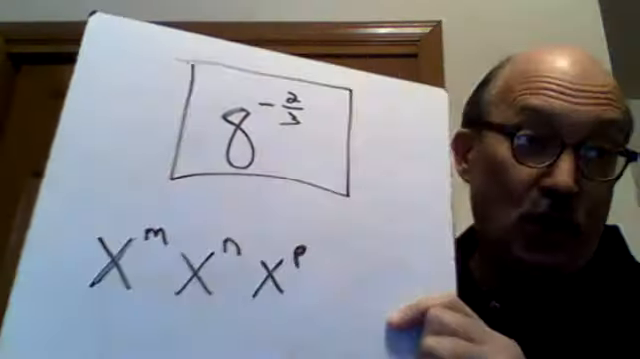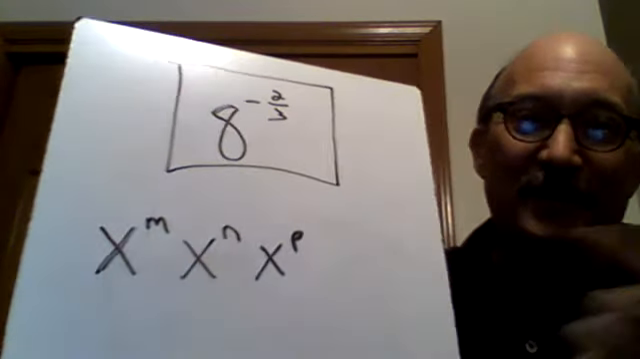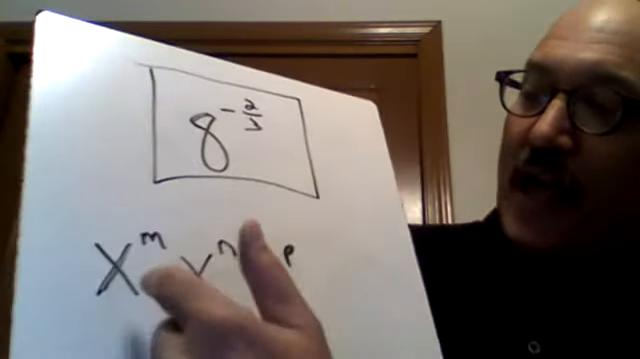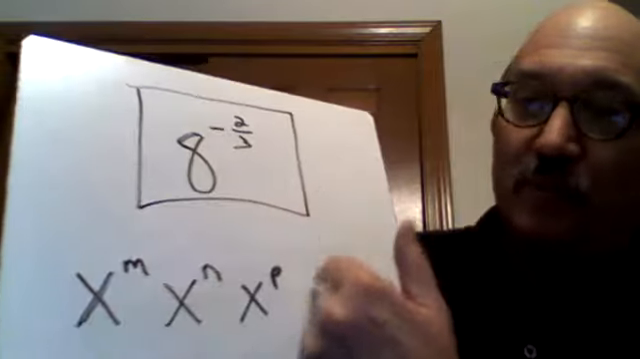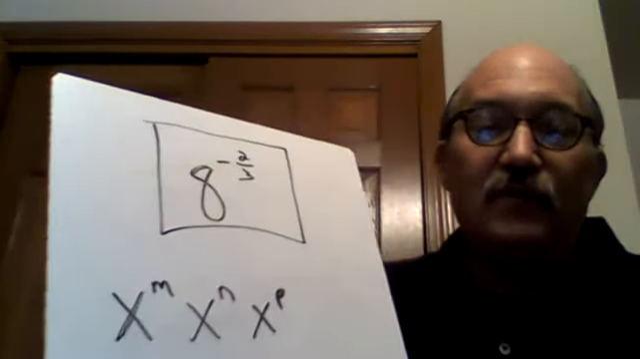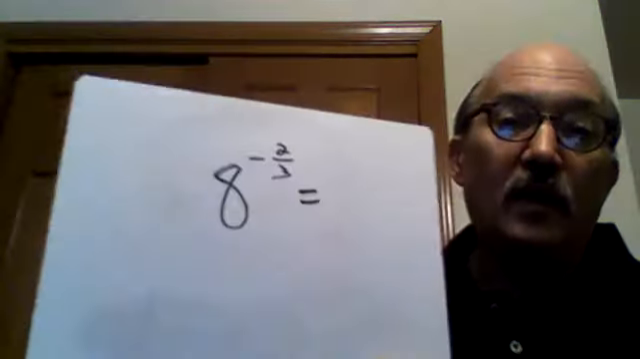Notice I avoided the O. We don't usually use O because it looks like a 0. So this would be x to the m plus n plus p. It's just an extension of rule number 1. And rule number 3 can be extended as well. We're going to have to do that here. We're going to have to extend rule number 2.